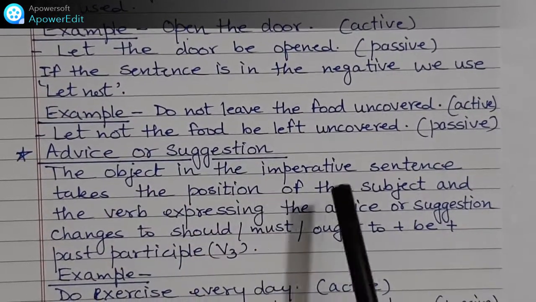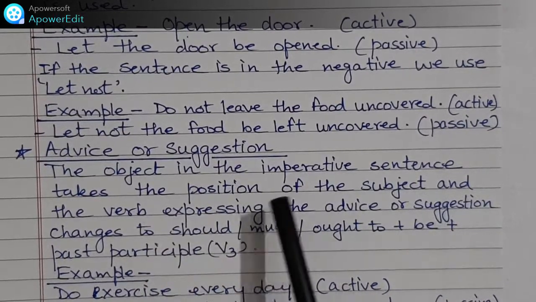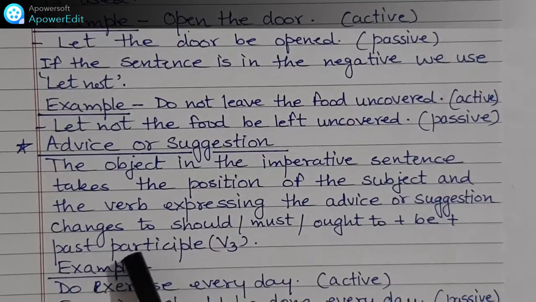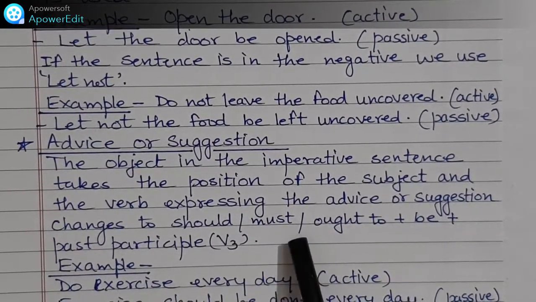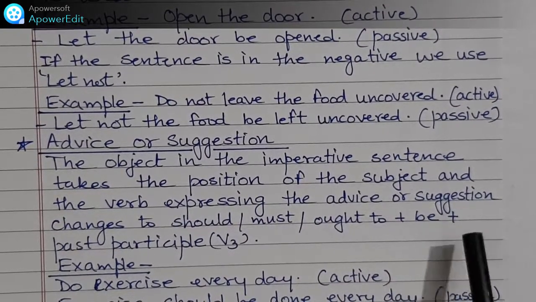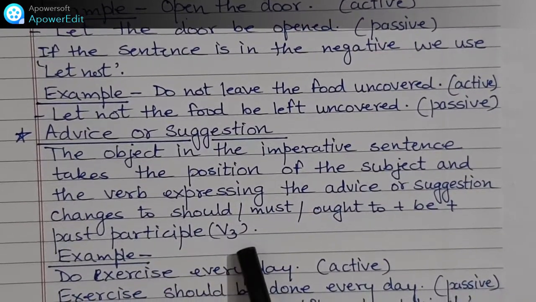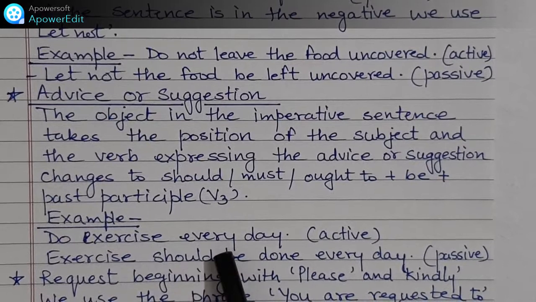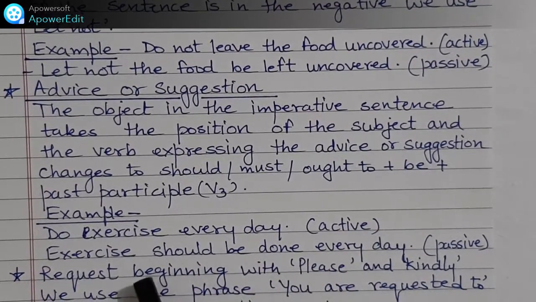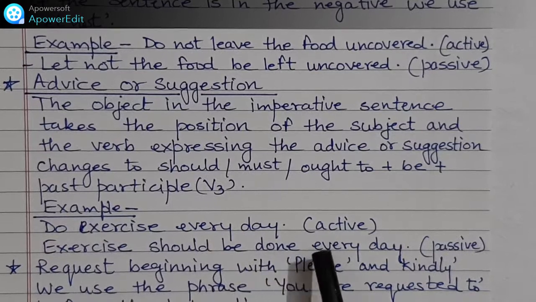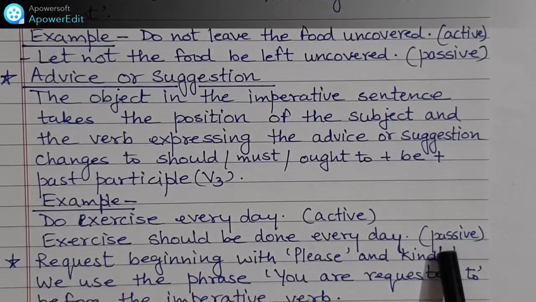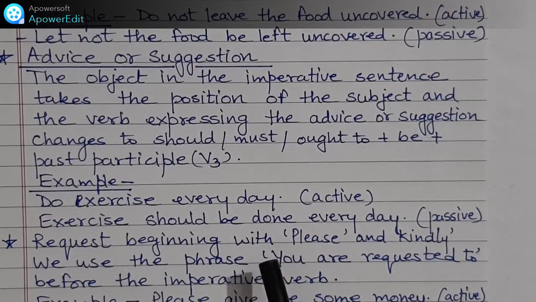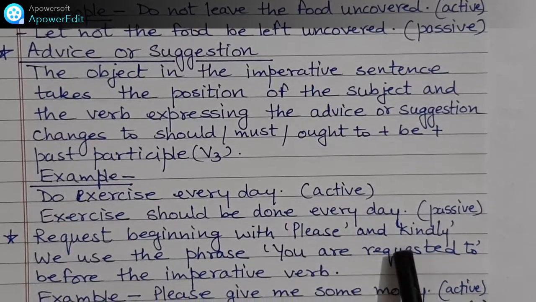So how to change advice or suggestions. The object in the imperative sentence takes the position of subject and the verb expressing the advice or suggestion changes to should, must, ought to plus be plus past participle V3, third form of the verb. For example, do exercise every day. Active voice. Exercise should be done every day. Passive voice.